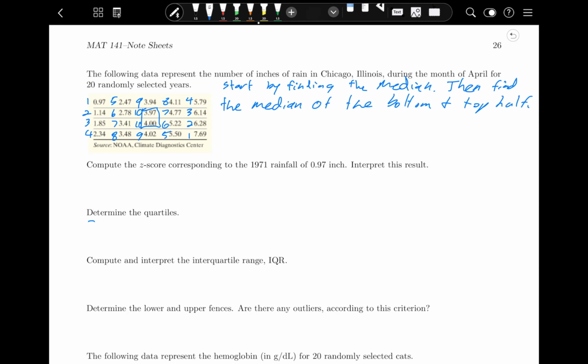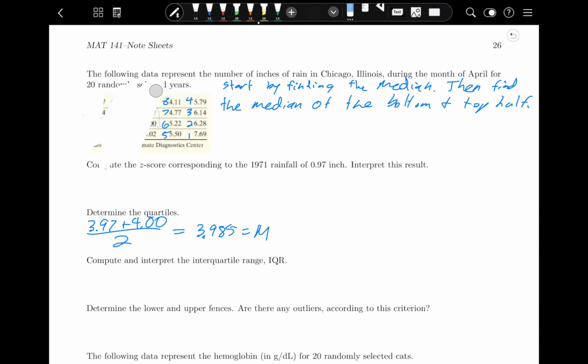Okay, so that's 3.97 plus 4.00 divided by 2, which is 3.985. That is our median. Okay, so that breaks the data in half right here. So we've got a bottom half of the data and a top.